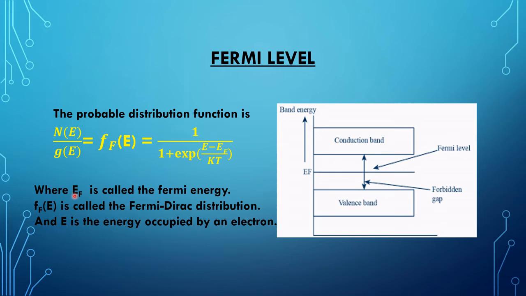Okay. So this is the concept of Fermi level, where k is the Boltzmann constant and T is the absolute temperature. So this is the probability distribution function of Fermi level, that is F(E) equal to 1 divided by 1 plus exponential (E minus EF) by kT, where EF is called the Fermi energy, E is the energy occupied by an electron, k is the Boltzmann constant, and T is the absolute temperature.